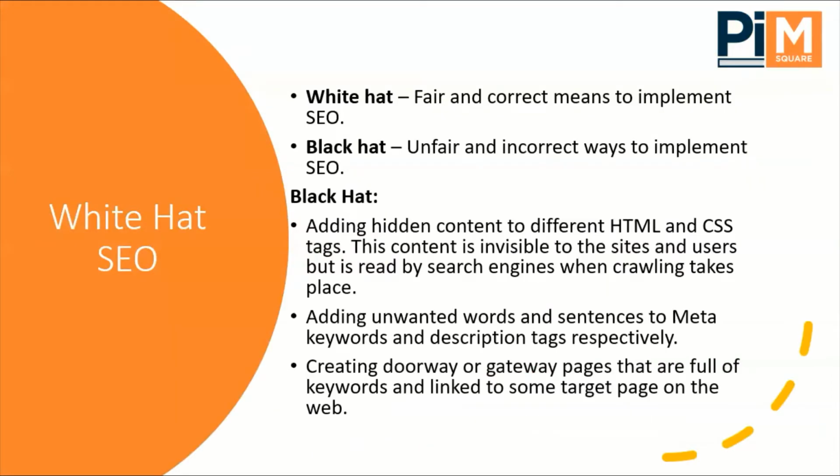So white hat SEO, as the name suggests, is doing SEO in a right way, in a fair and correct means, in an ethical way. That's called white hat SEO. And black hat SEO is the opposite: an unfair way of doing it, an unethical way, incorrect ways to do it.